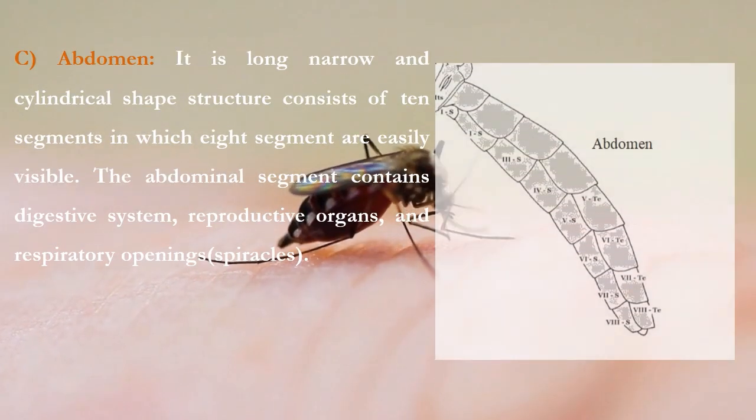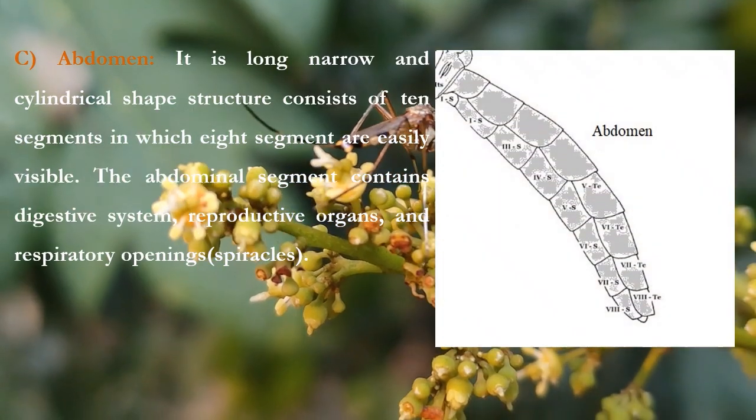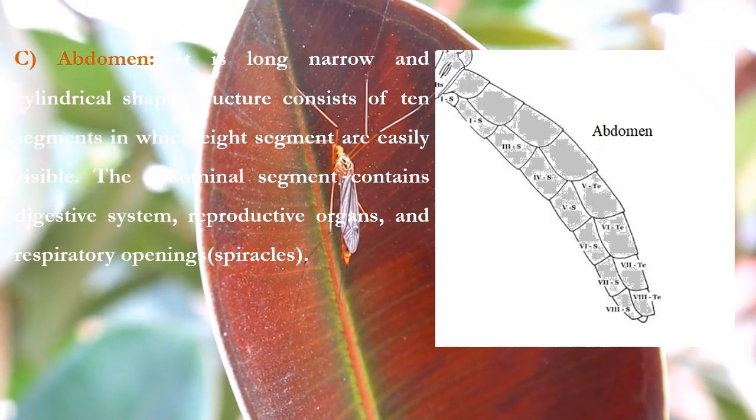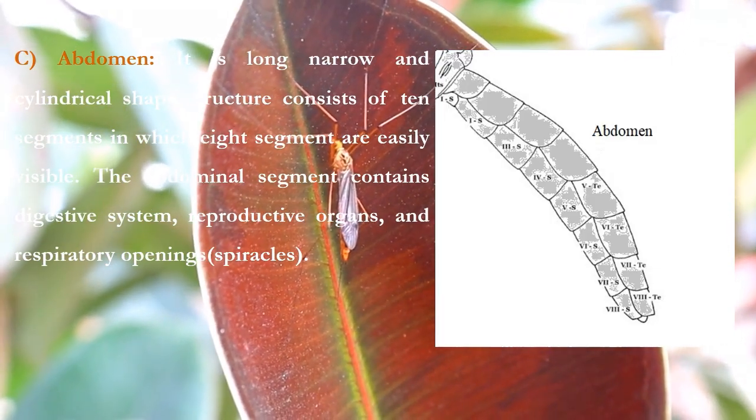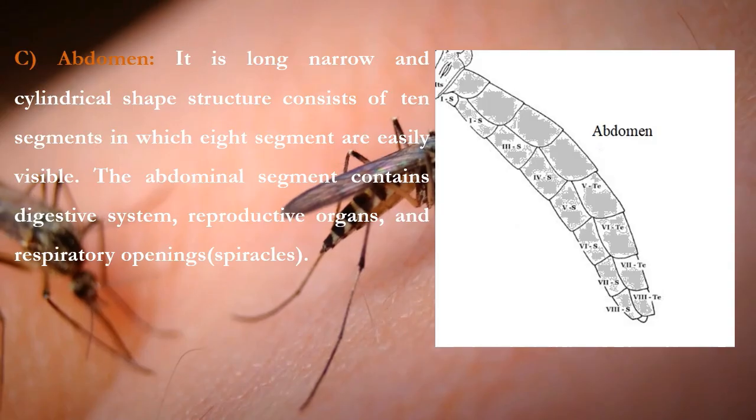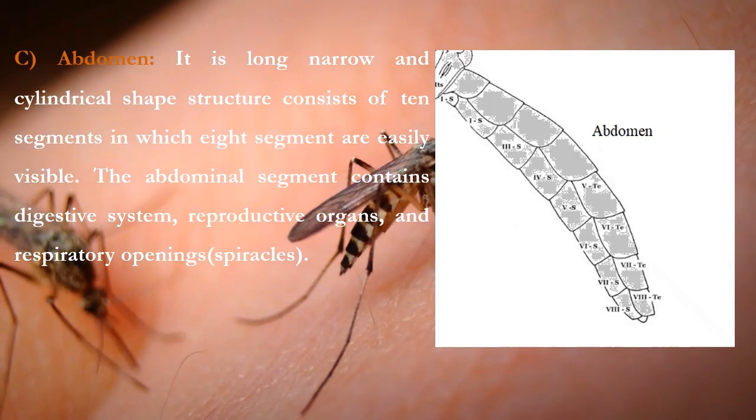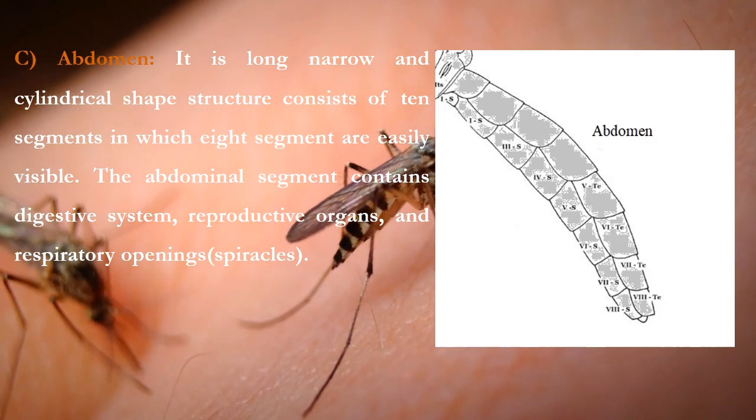The third body part of the mosquito is called the abdomen. It is a long, narrow, and cylindrical structure consisting of 10 segments, of which 8 segments are easily visible. The abdominal segments contain the digestive system, reproductive organs, and respiratory openings called spiracles.